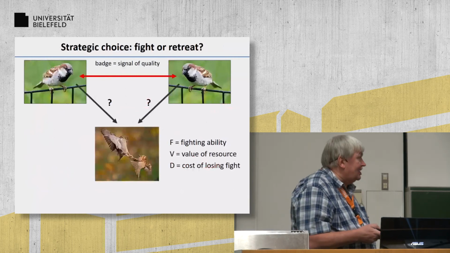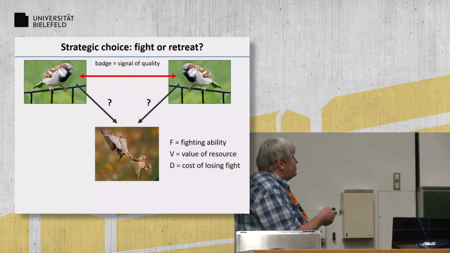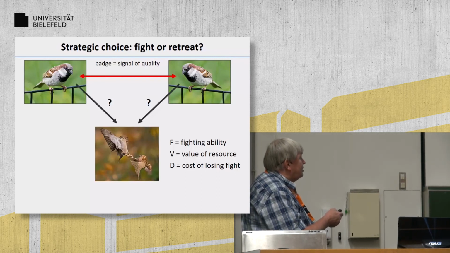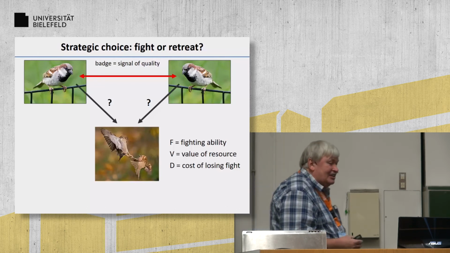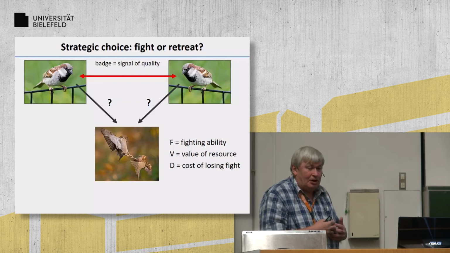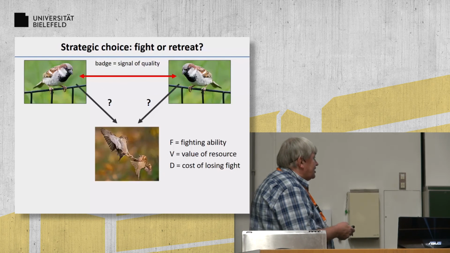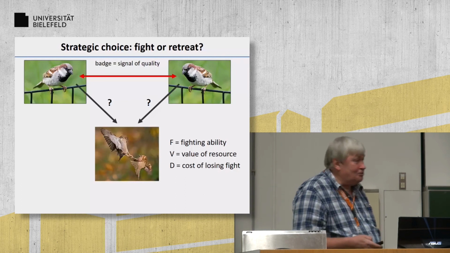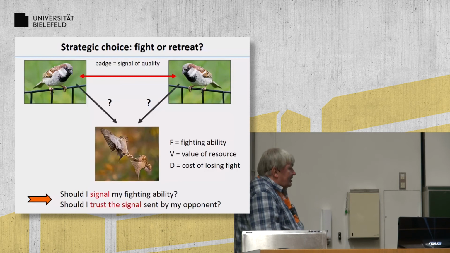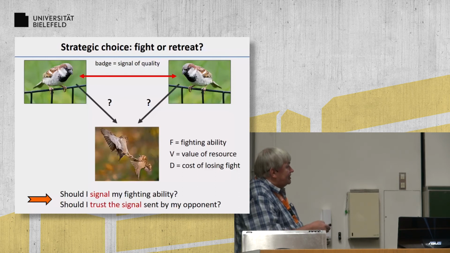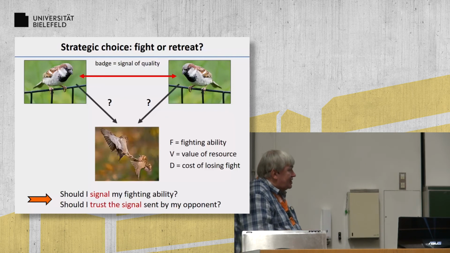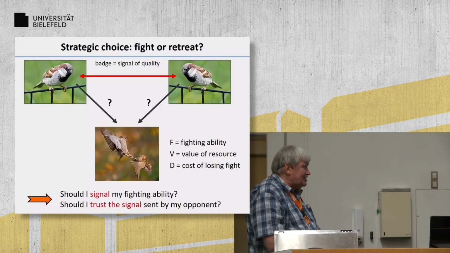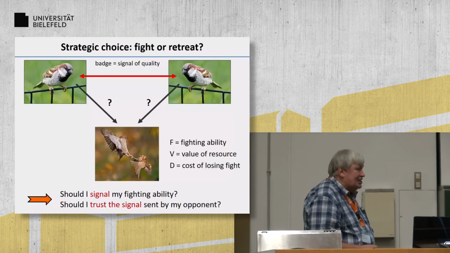But in our case, the model looked a little bit like this. We assumed that individuals could produce a badge of a certain size. We come to this in a moment. If two individuals meet and have the opportunity to fight for a given resource, they have to make a decision on whether to attack or not. We assume there are intrinsic differences in fighting ability, there is a certain value of the resource, and there is a certain cost of losing a fight. They can decide whether to attack the other depending on their own fighting ability, but also depending on the badge they see on the other bird. The basic question is then: should I honestly signal my fighting ability, and should I trust the signal sent by my opponent?